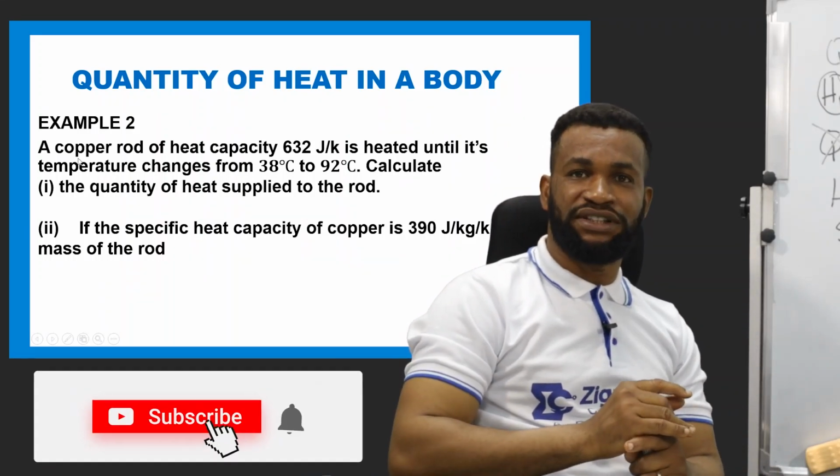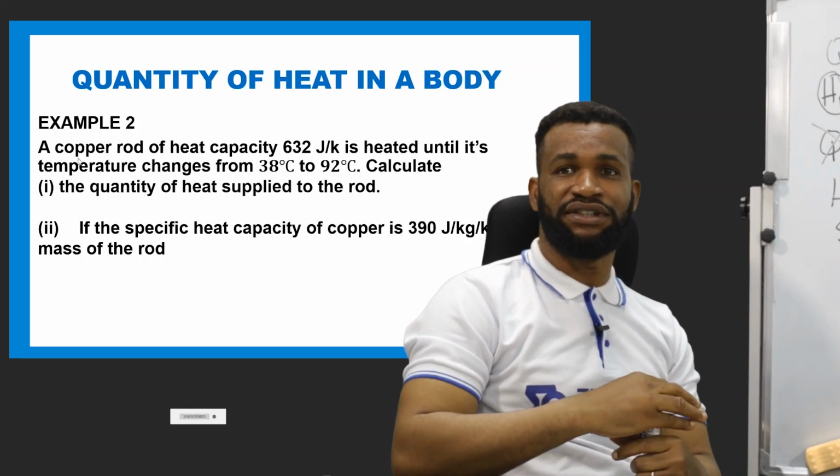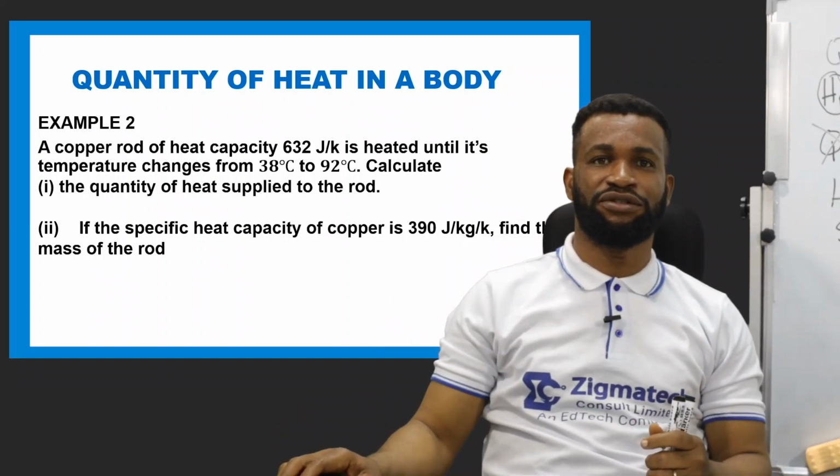A copper rod of heat capacity 632 joules per kilogram is heated until its temperature. We'll come back to this question.